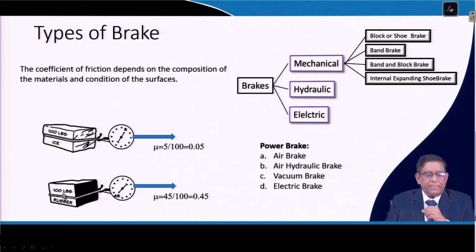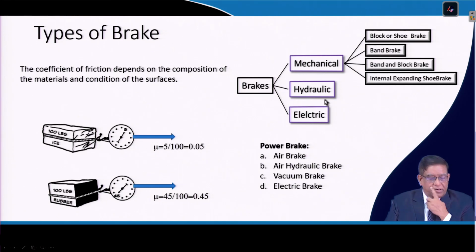But if it is rubber on ice it moves very smoothly, whereas on rubber it requires up to 45 units. So you can see the coefficient of friction, and this friction works in different types of brakes so that the wheel is arrested. There are quite a number of different types of brakes, mainly the mechanical brake and the power brake.